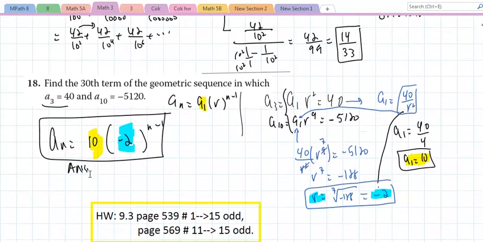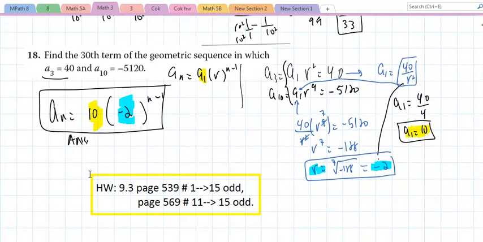The homework on this, 1 through 15 odd, and 11 through 15 all. Page 516.